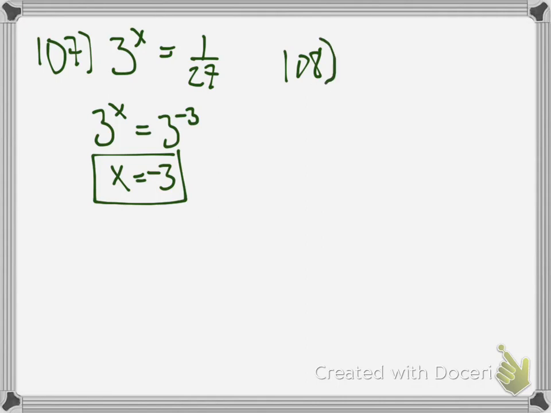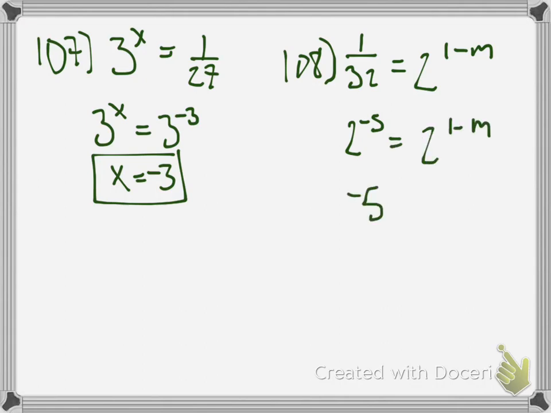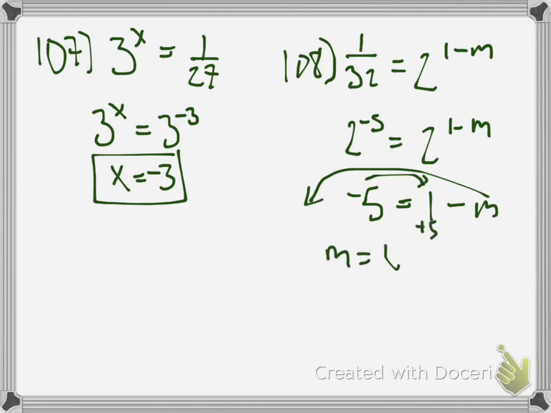108, 1 over 32 is 2 to the negative 5 power. Notice how these fractions are negative exponents. So I have negative 5 equals 1 minus m. I move the variable to the left, number to the right, and that would give me a positive m is equal to 6. 1 plus 5 is 6, and I'm done. See, I like the simple problems, the ones that are nicer.